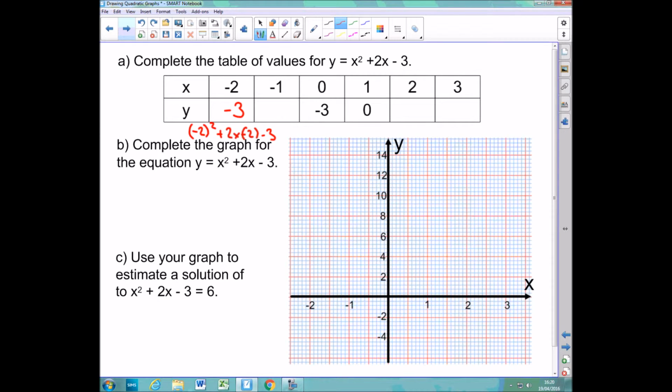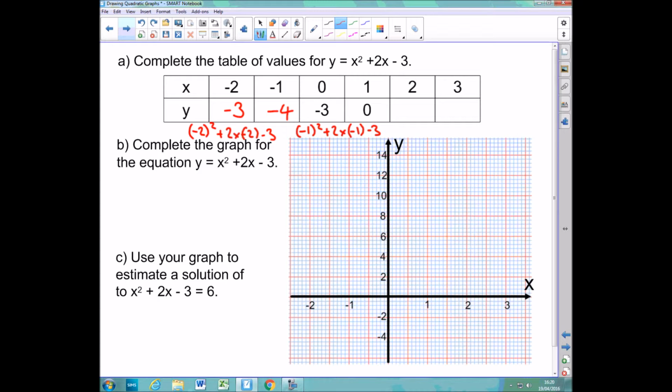Next, when x is minus 1, we're going to do minus 1 squared plus 2 times minus 1 minus 3. So minus 1 squared is 1, plus 2 times minus 1, which is minus 2. So 1 minus 2 is minus 1. Minus another 3 is minus 4.